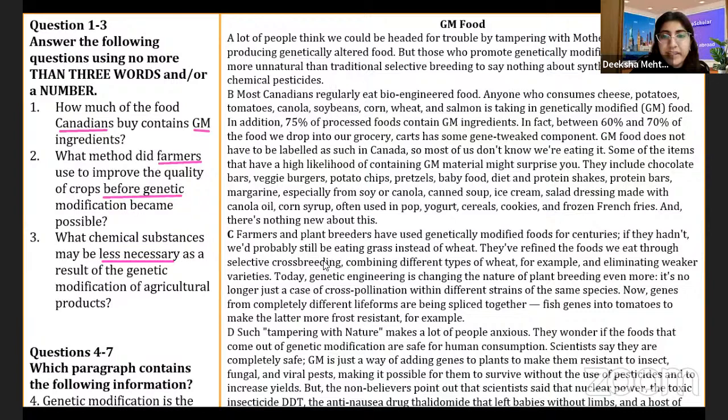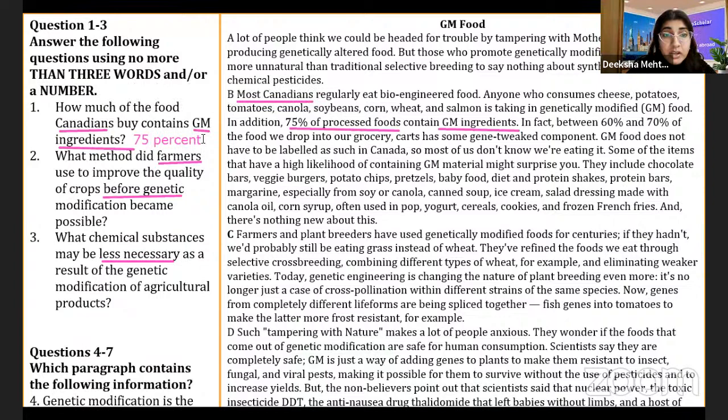Now, the second keyword was GM. Perfect. So here I found GM ingredients. It says, in addition, 75% of processed foods contain GM ingredients. Right here, the question asks how much of the food that Canadians buy contains GM ingredients. So my answer is going to be 75%. In this case, the percentage symbol is there in the passage, so you can use it, otherwise avoid it. Even if you've written percent as the symbol, that is okay.